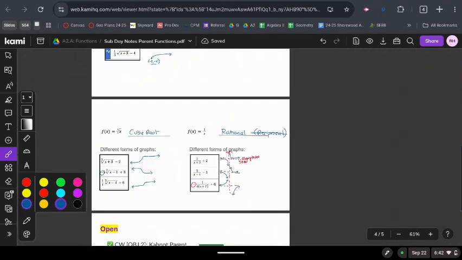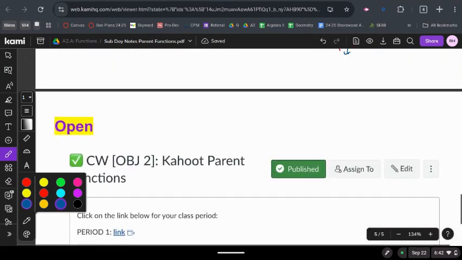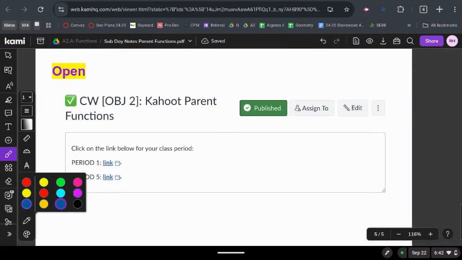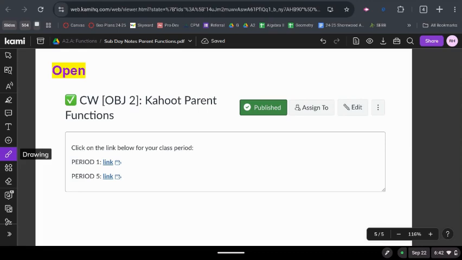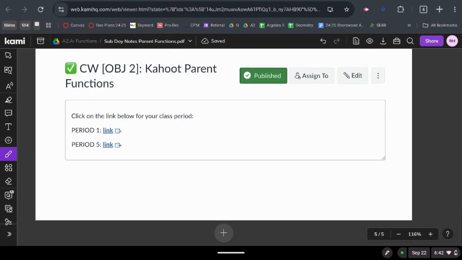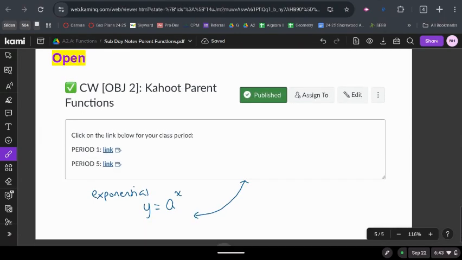All right, so now you've got yourselves an assignment to take care of in Canvas. So the classwork objective 2 Kahoot parent functions. This is just reviewing each of these shapes. I believe I might have snuck in a tricky one with exponential. So you do want to look out for anything that's like a to the power of x. So a number to the power of x will create this little graph that keeps on going up and across like that. Just one of those, not like the rational functions where there's two of them.